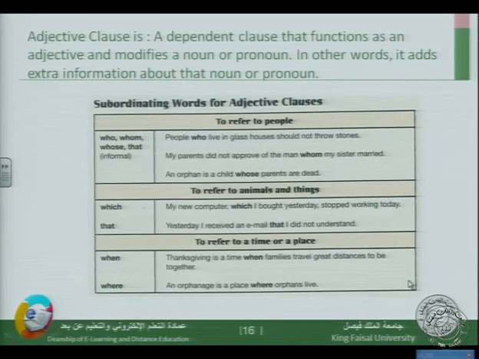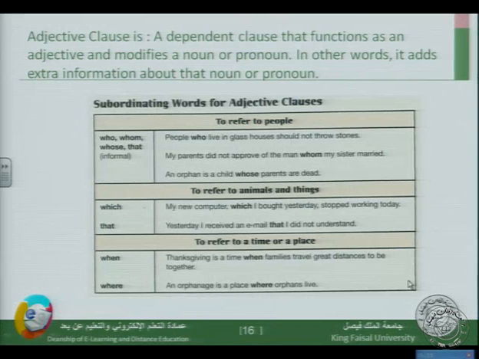Adjective clause. الآن خلصنا من adverb clause، خلينا في adjective clause. An adjective clause is a dependent clause that functions as an adjective and modifies a noun or a pronoun. In other words, it adds extra information about that noun or pronoun. خلينا نشوف هذه subordinating words for adjective clauses like who, whom, whose and that. Here we are referring to people.